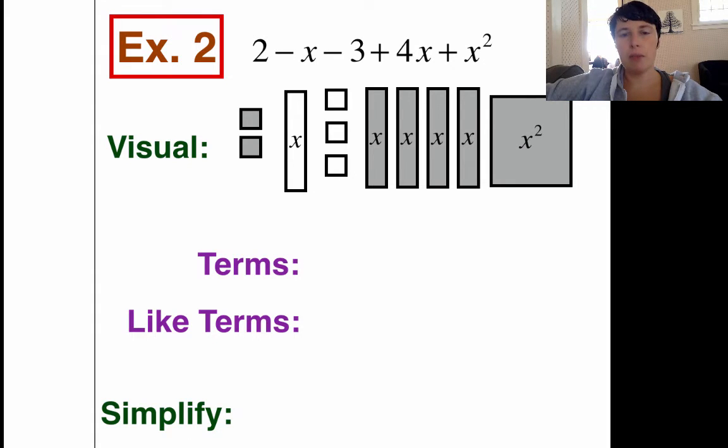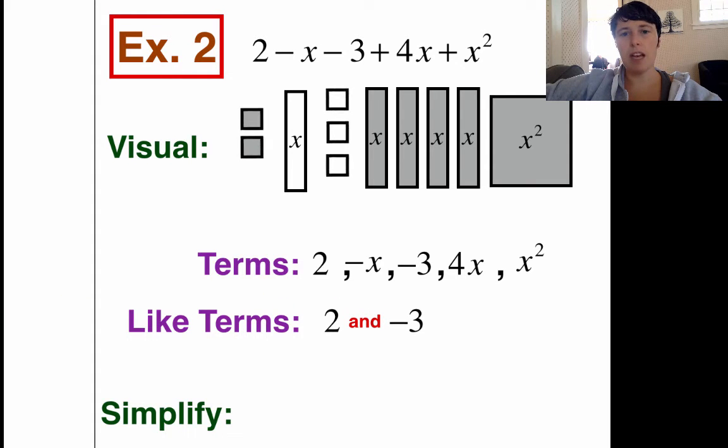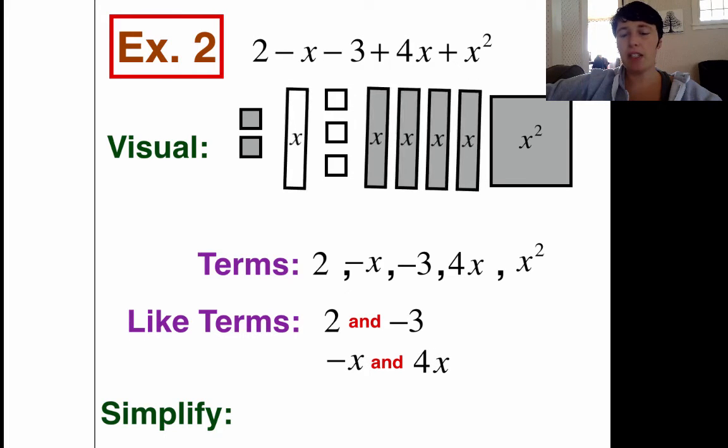Okay, what are our terms? Well, we got the 2, so we got to write that down. We got the negative x, we got the negative 3, we got the 4x, and we got the x squared. So we make a list, and we put those commas in the middle, and there's our terms. What are our like terms? Well, matching tiles would be the 2 and the negative 3. Those are the same tiles if you look at the picture. Other matching tiles would be that negative x and those 4 x's. If you look at the picture, they're also matching. So I think those are our like terms.